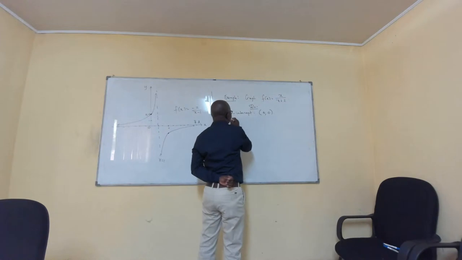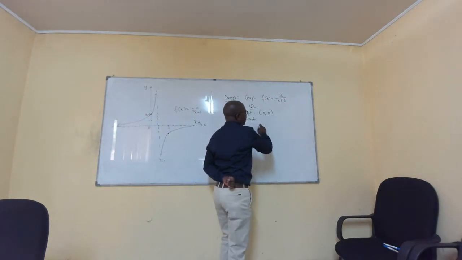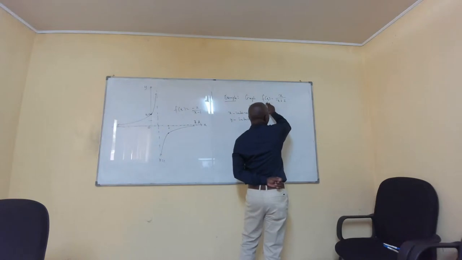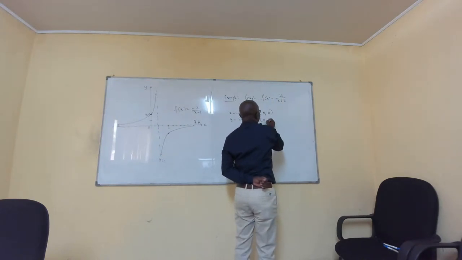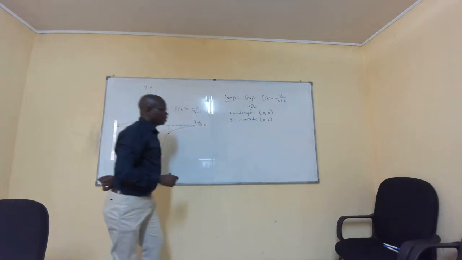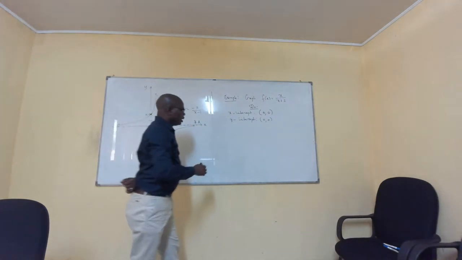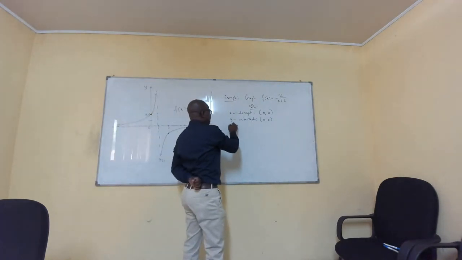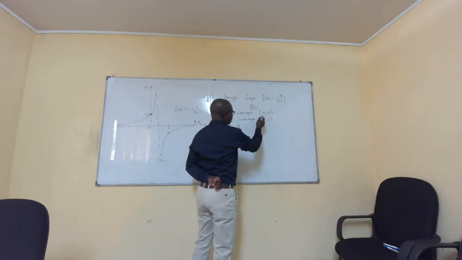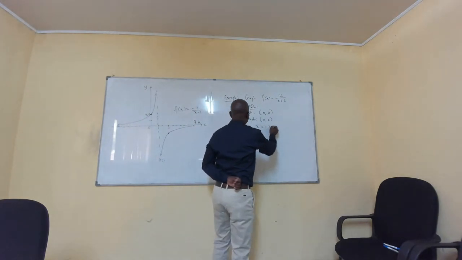Y-intercept, it will be the same point. Yeah, because for the y-intercept, you are saying when x is 0, this will be 0 over 0 plus 2, which is 0, 0. So it's the same point. And then we can talk about the vertical asymptote, which is clearly x equals minus 2.